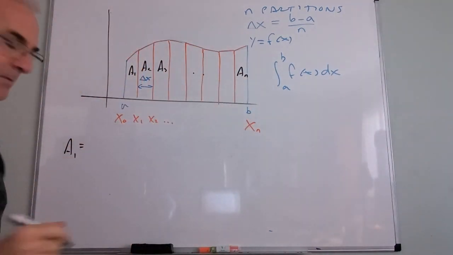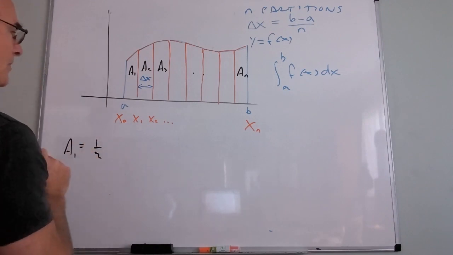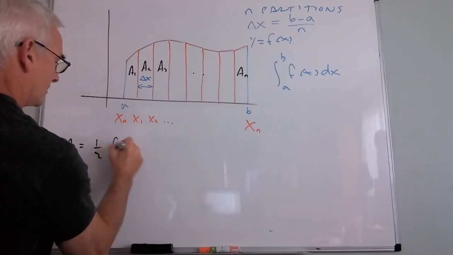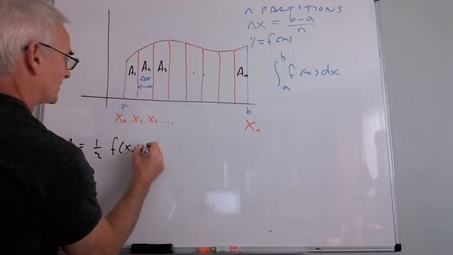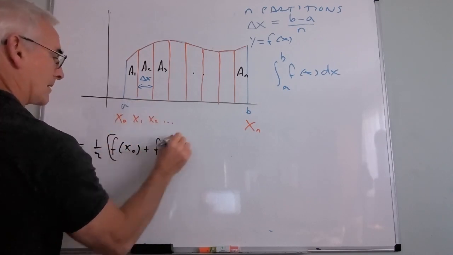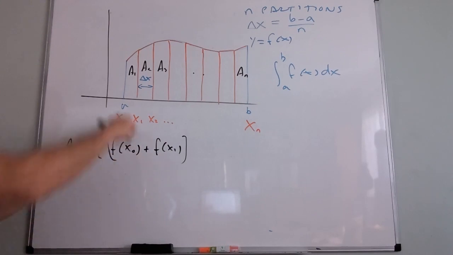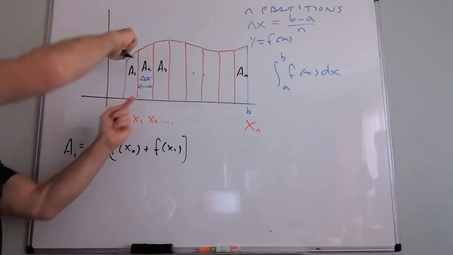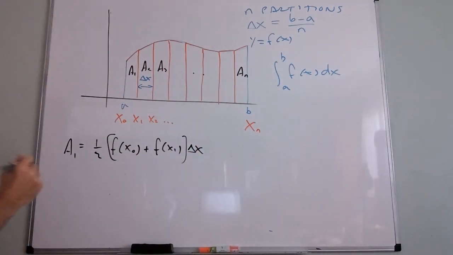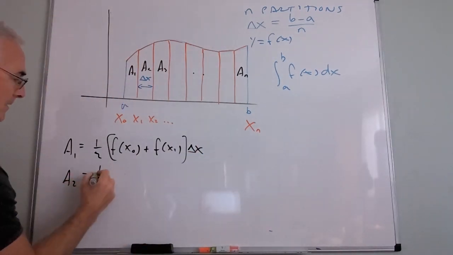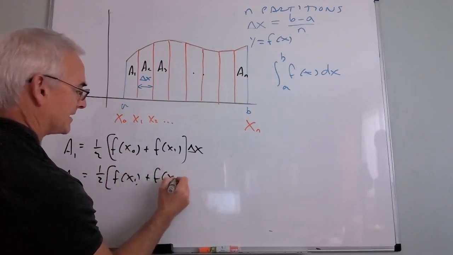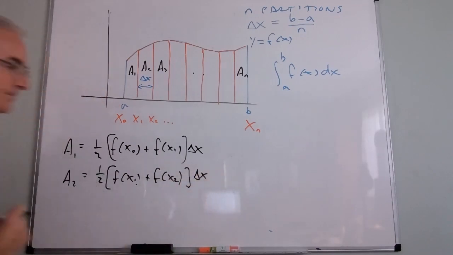Okay, what is the first? Well, it's the average of the bases, so it's 1/2. But what are the bases? Well, that would be one of my bases, f of x0. What's the second base? f of x1. That's the average of my bases, because again, you're looking at it sideways, times my height, which would actually be delta x. Okay, what's A2? Well, that'd be 1/2 f of x1 plus f of x2 times delta x.